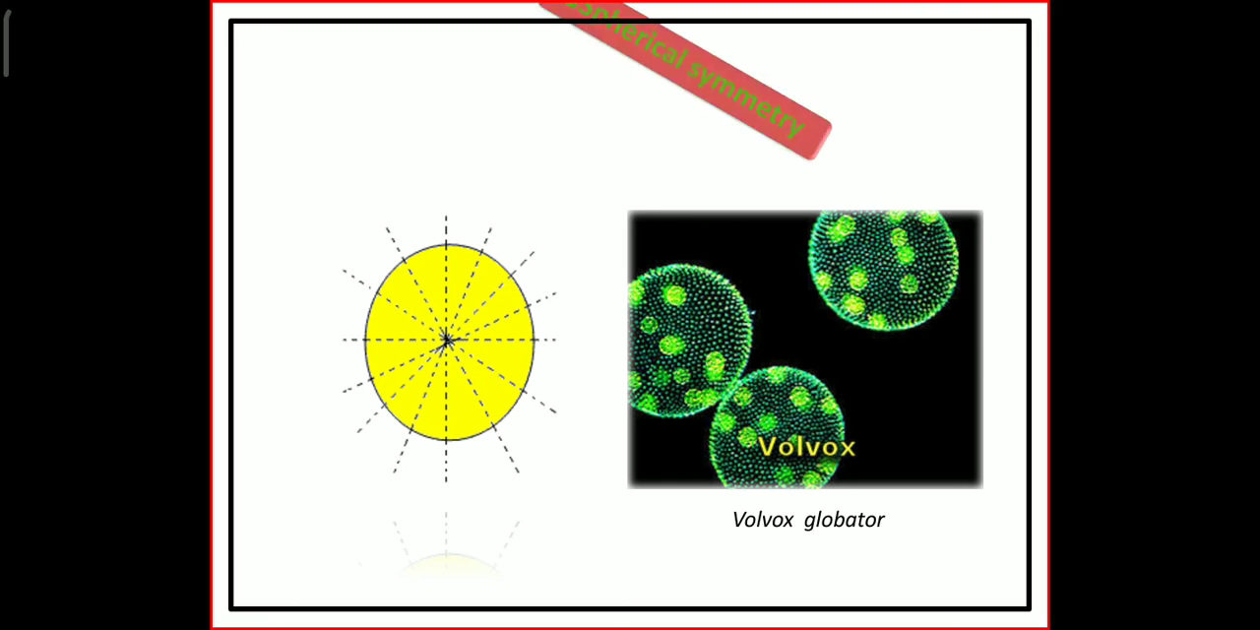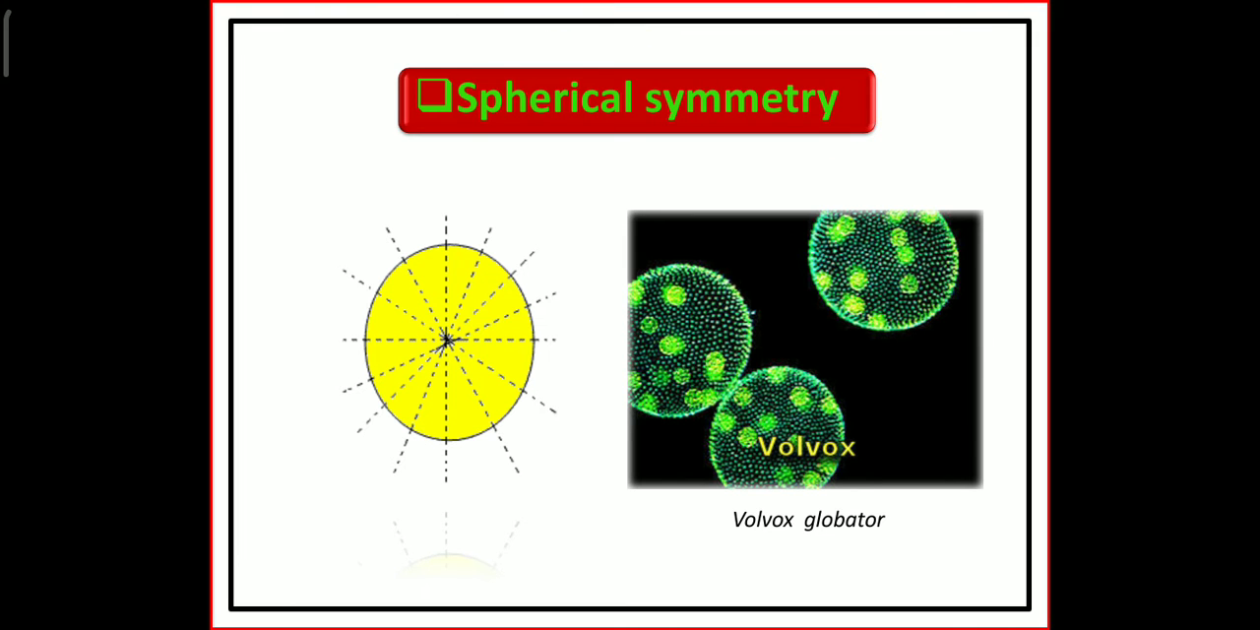Now let's discuss another important symmetry, that is spherical symmetry. In spherical symmetry, the shape of the body is spherical and lacks any axis; the body can be divided into two identical halves in any plane that runs through the organism's center. This type of symmetry is found in radiolarian protozoans, such as Volvox globator.